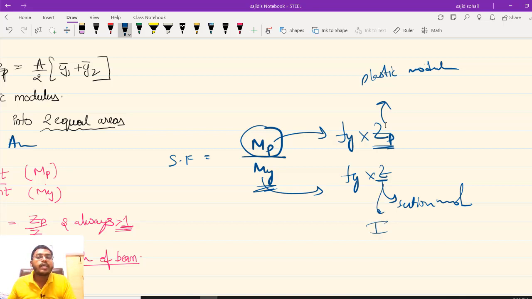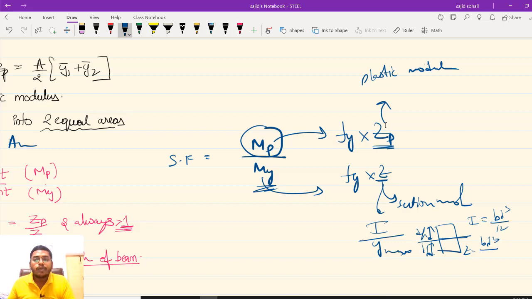Very simple. It is nothing but I divided by Y max. For example, for a rectangle, what is the moment of inertia of a rectangle? BD cube divided by 12. And what is your Y max value? Obviously, it passes through the center, so this is D by 2. So what is your Z value? That is BD cube divided by 12 divided by D by 2, because your Y value is from your centroid to the maximum external fiber, that is D by 2. So you will be getting BD square divided by 6. So this is your Z value.